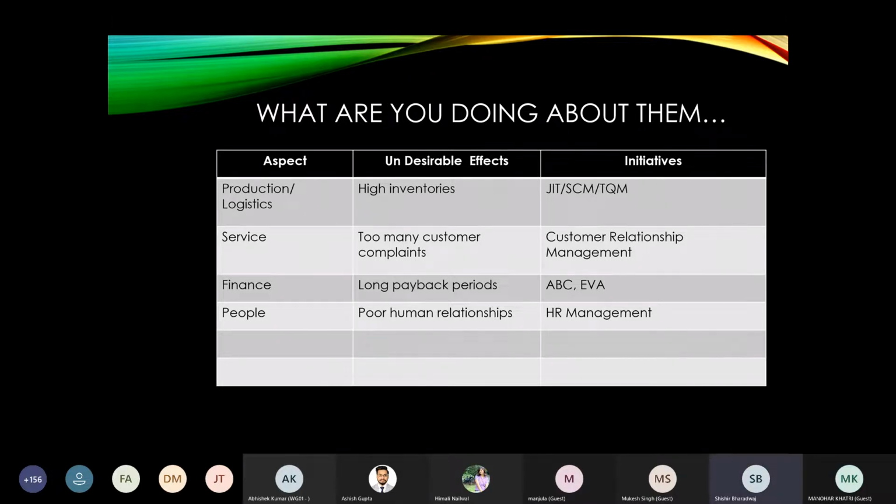So an improvement in finance does not impact the overall company performance because it's local. An improvement in customer relationship does not impact the overall company performance. Why? Because it's local.